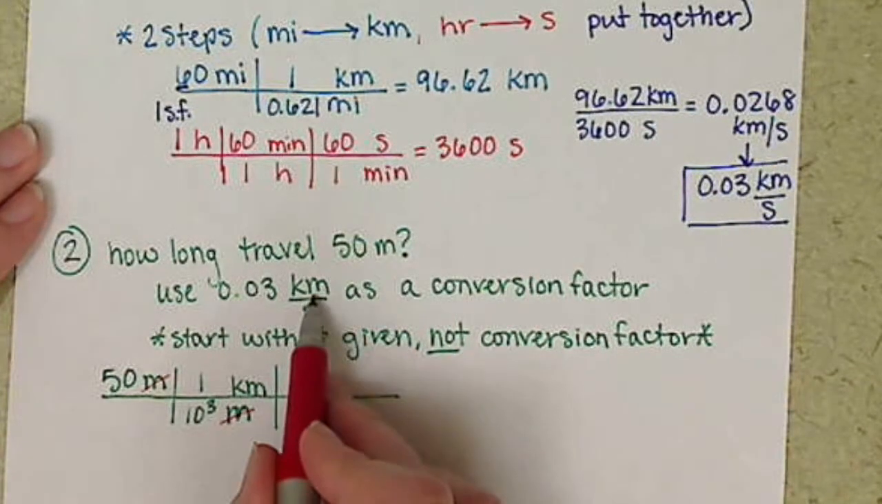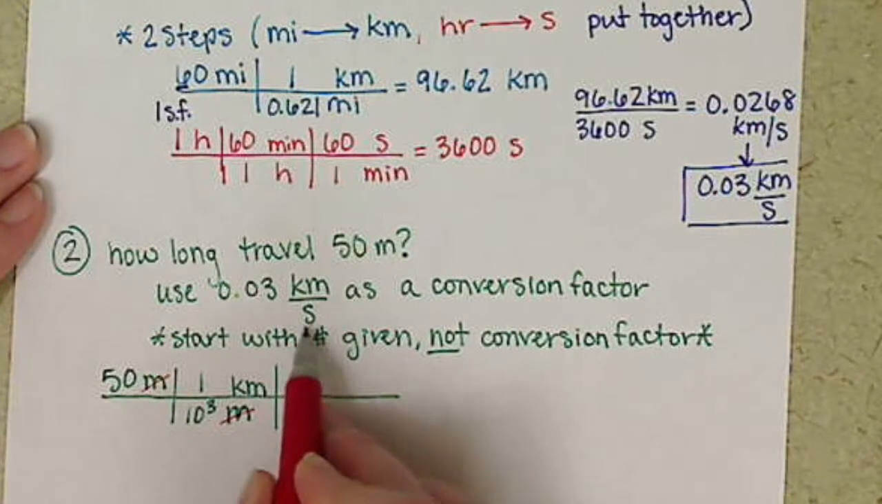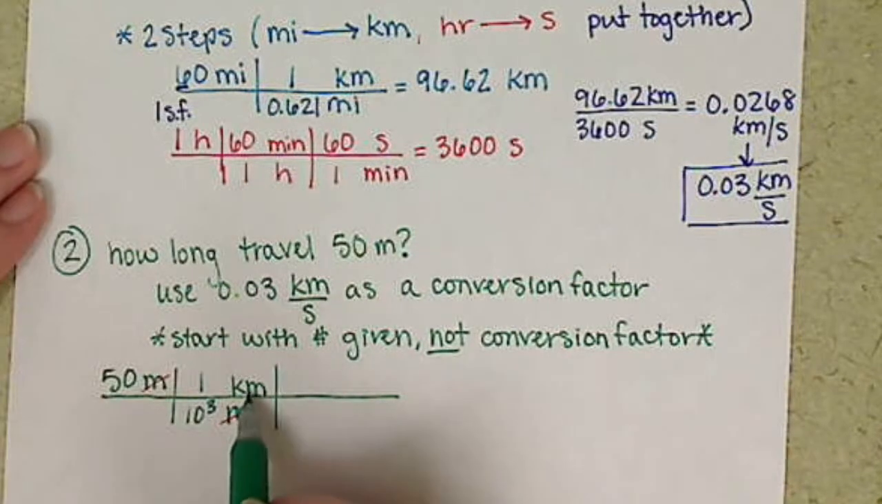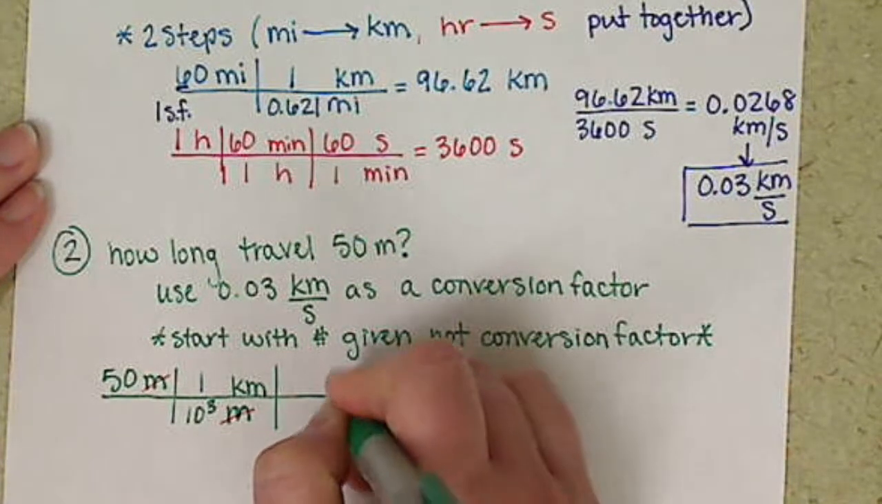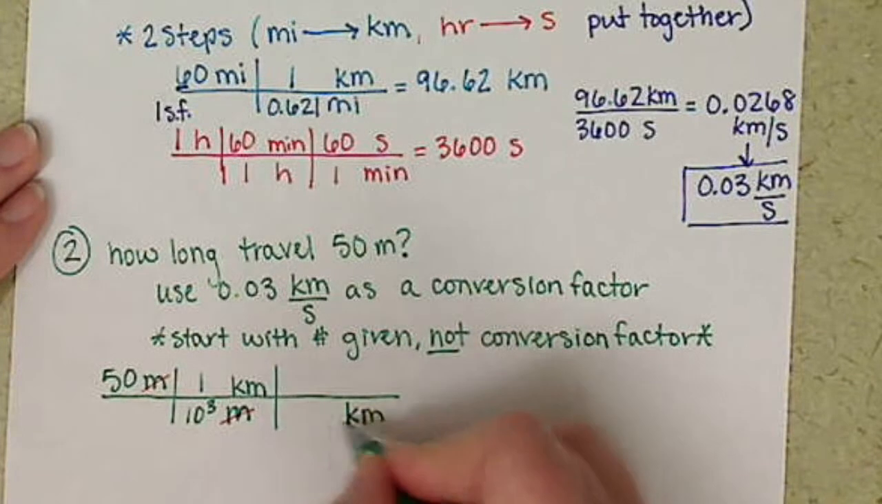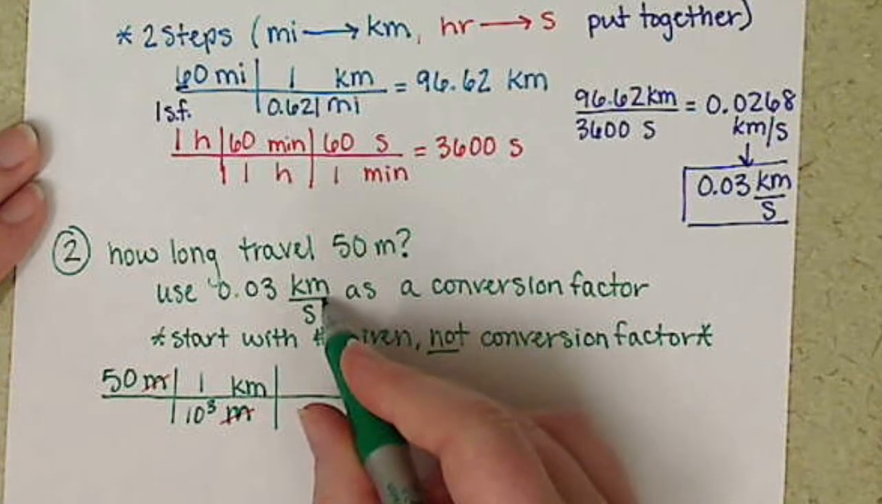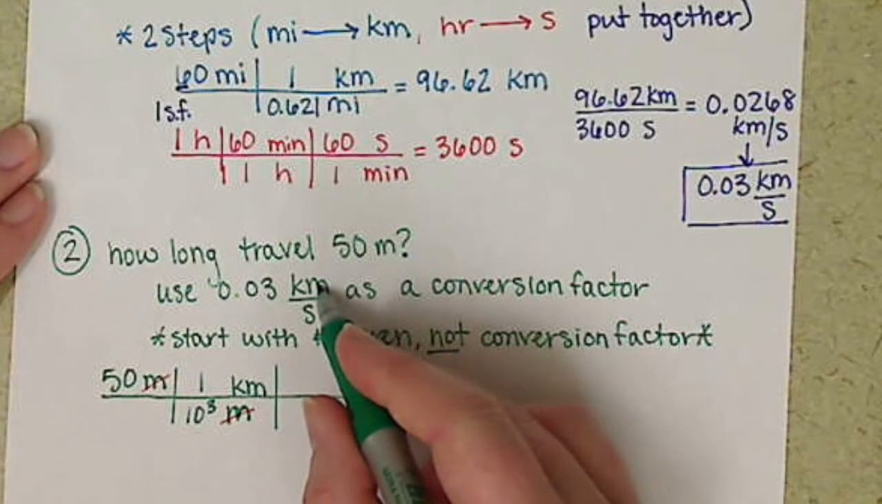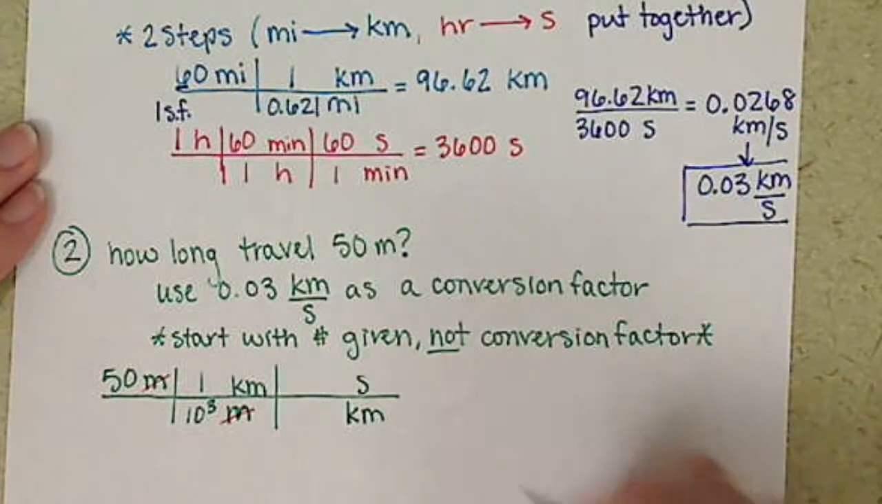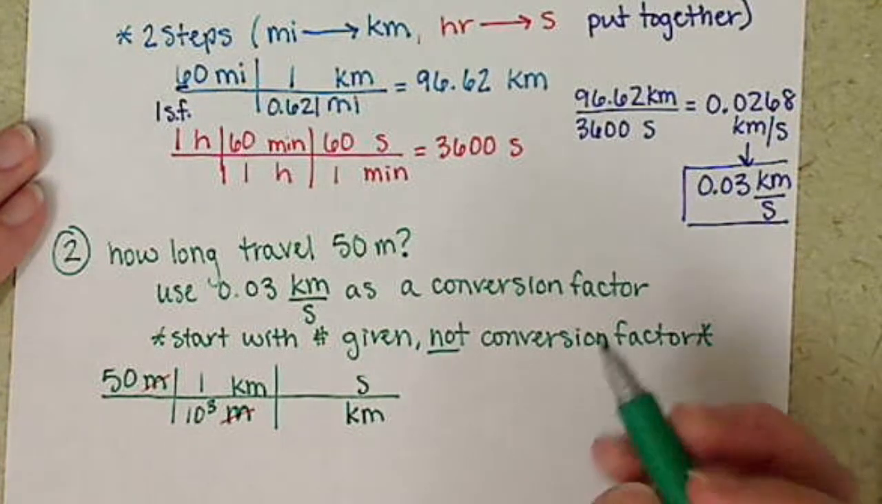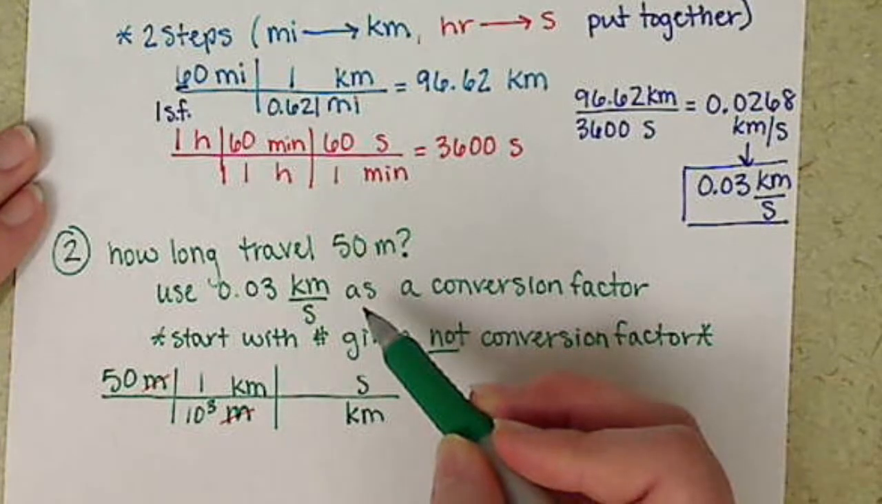Now we can use our conversion factor here to convert from kilometers to seconds. Kilometers is up in the numerator, so we're going to put kilometers down below so that those units cancel. This conversion factor is relating kilometers to seconds, so we put our seconds up top. And now we fill our values in.